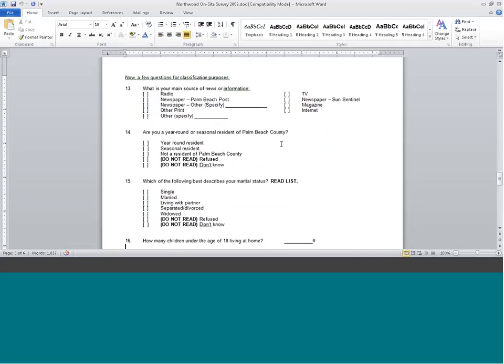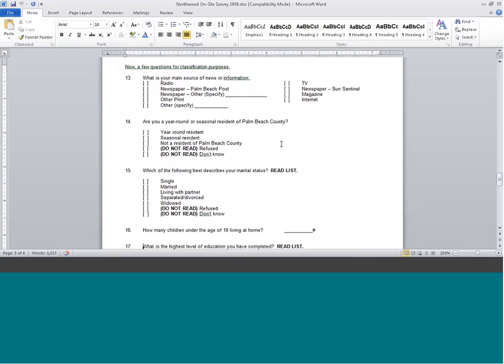Now the last thing is questions for classification purposes only. These, generally speaking, are the demographic questions. So they did have one that's not quite demographic, which is the first one, which is what's your main source of news and information? Yeah, that's about the person, so it's probably a demographic, though it's a little squishy.